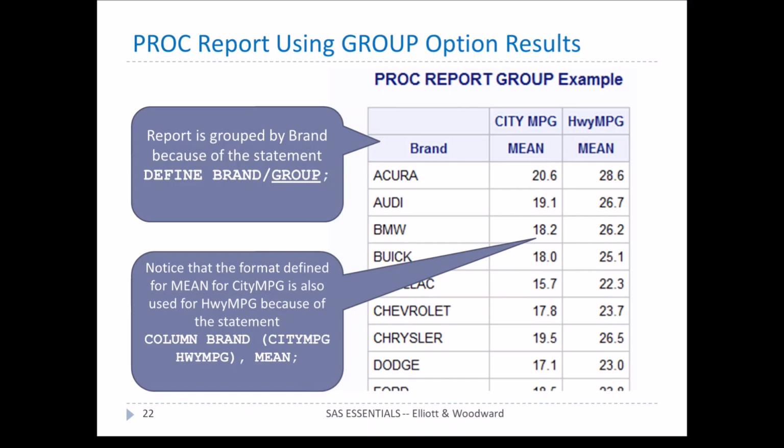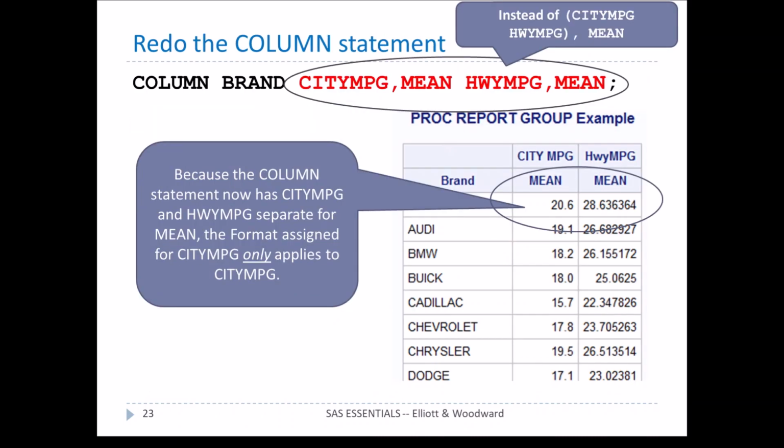And again, notice here the comment, it says, notice that the format defined for mean for city miles per gallon is also used for highway miles per gallon because of the statement, they're in parentheses. So city miles per gallon and highway miles per gallon are in parentheses, comma, mean. And so what that does is it applies the mean option to both city miles per gallon and highway miles per gallon.